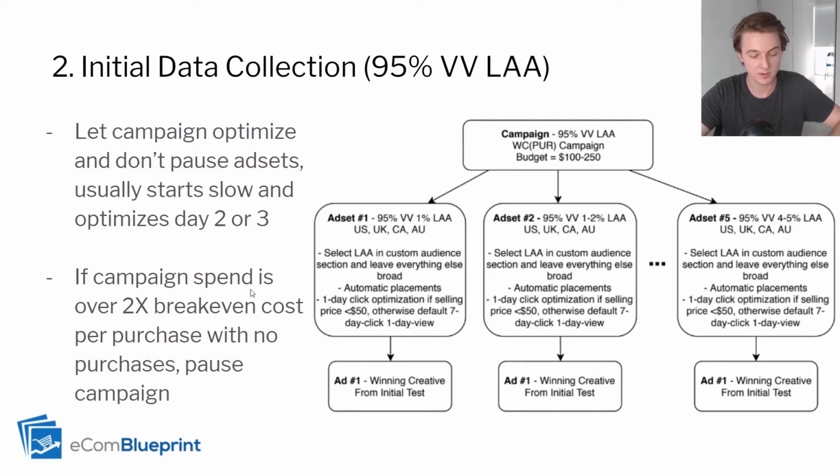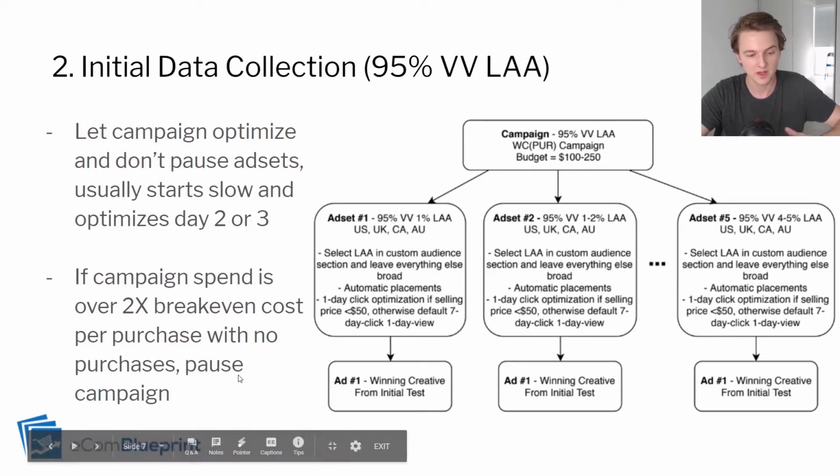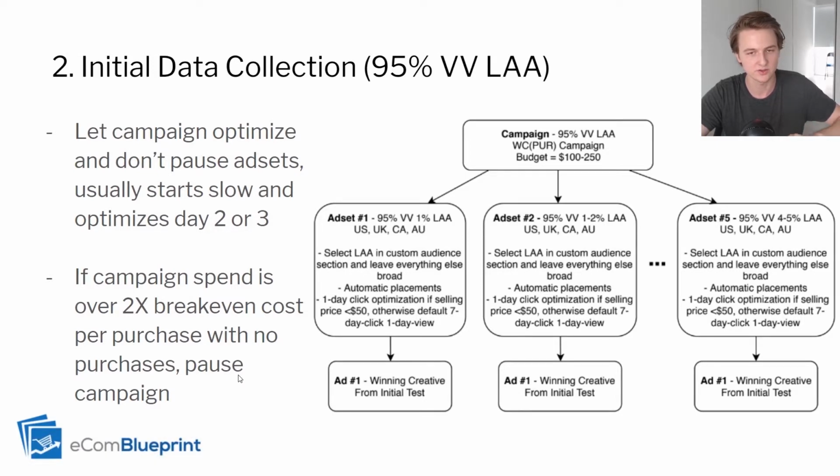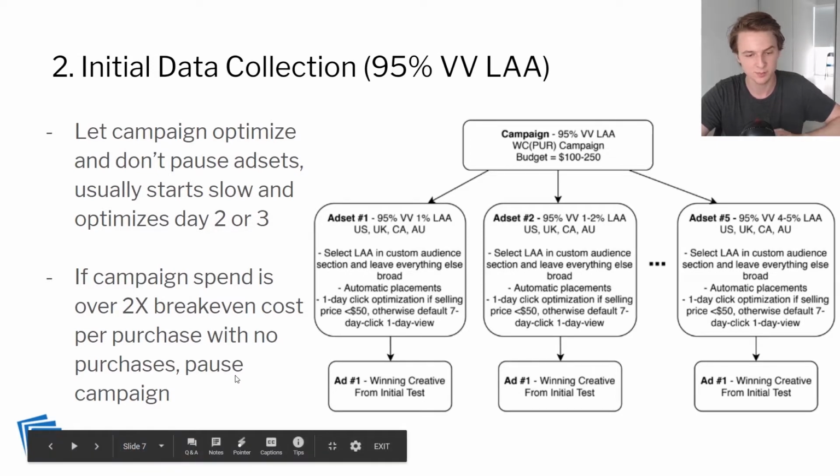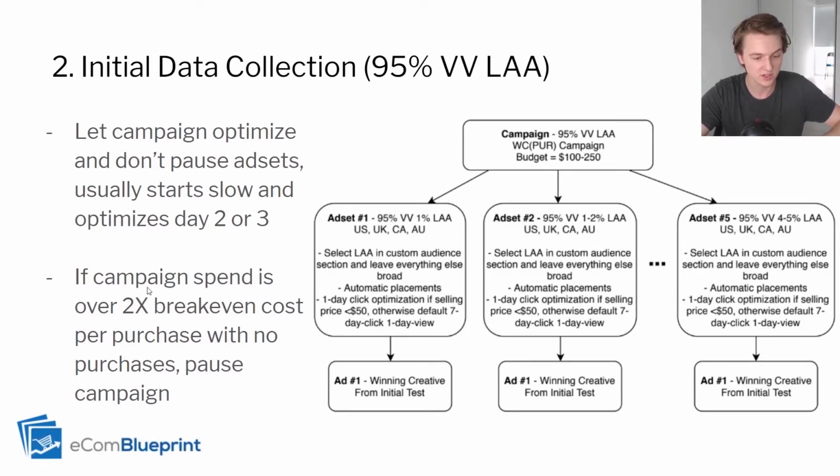However, if your campaign spend overall is over 2x your break-even cost per purchase, and you don't have a single purchase, that probably means that your ads aren't good or something isn't working in your funnel. And so you should just pause the campaign to avoid wasting money, right? After spending 2x your break-even cost per purchase, you should at least have a purchase, right? That would still mean you're losing money, but at least it shows that it's converting a bit. So if you spend over 2x your break-even cost per purchase, just pause the entire campaign. Otherwise, just let it optimize, and usually it starts slow and it'll optimize after day 2 or 3.